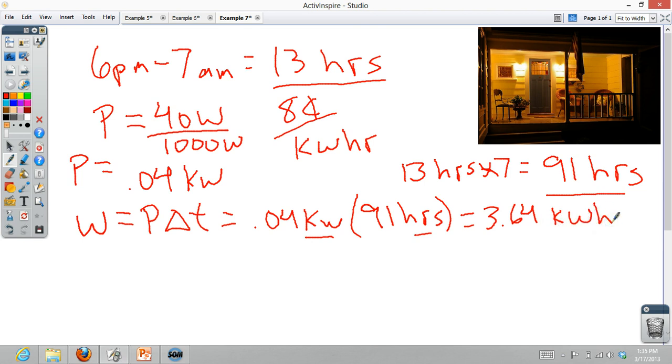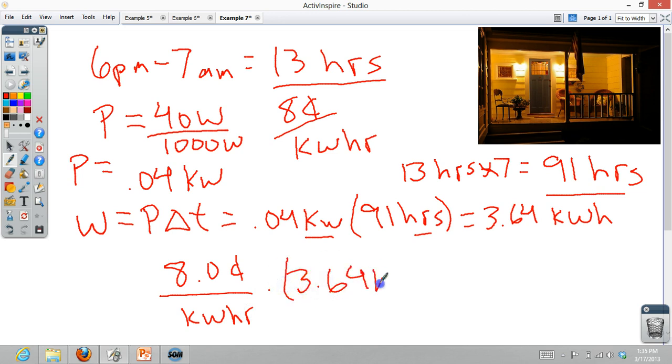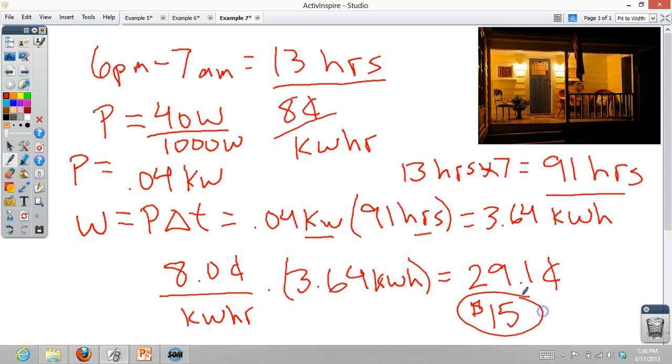Now we can figure out the cost. We know that it's about 8 cents for every kilowatt hour, and we can multiply that times the number of kilowatt hours, which is 3.64 kilowatt hours. And if you do your math correctly, you should end up with 29.1 cents. So it doesn't cost very much. If you multiply that out for a year, you'd see to run that light every night for 7 hours all year long would cost you no more than about $15.